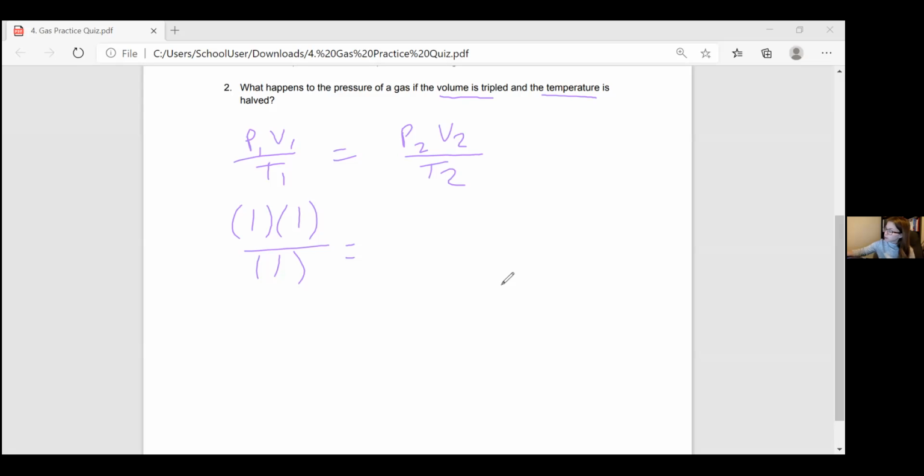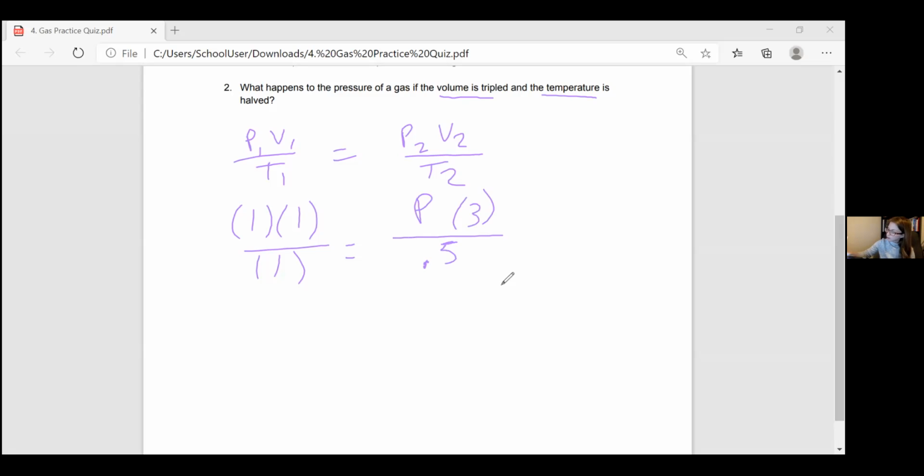So if the volume triples, we had a volume of 1. Now, if it triples, it must be a volume of 3. The temperature is halved. Well, if our temperature was 1, which we assumed on the left, now it's a half. You might find it easier to plug in 0.5 rather than 1/2, but either way is fine. And then we can figure out what happens to the pressure.